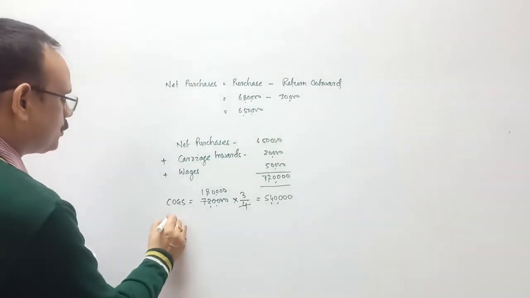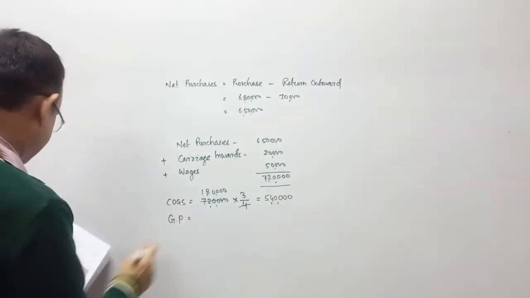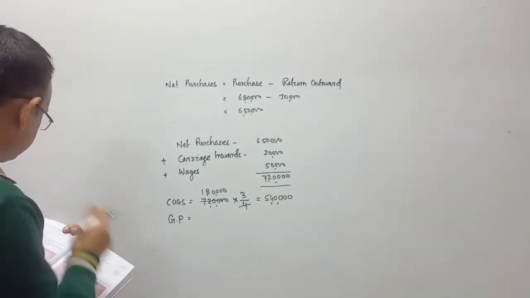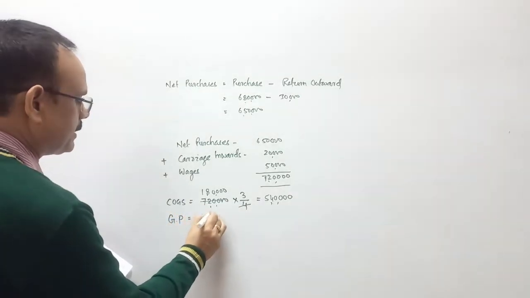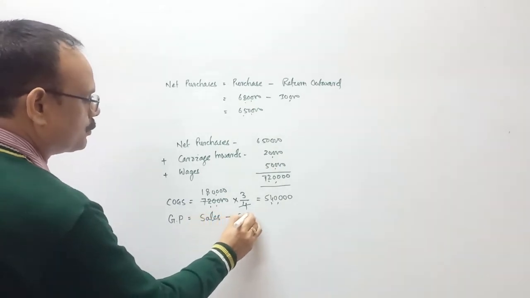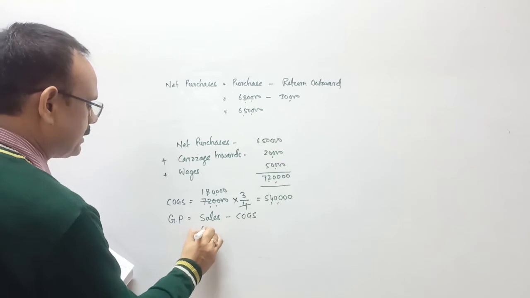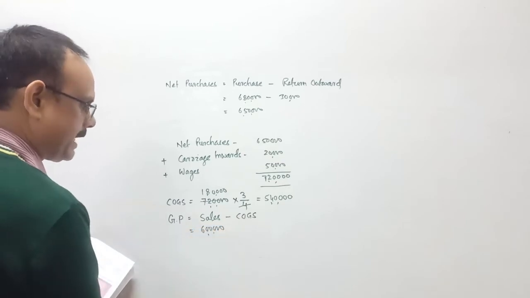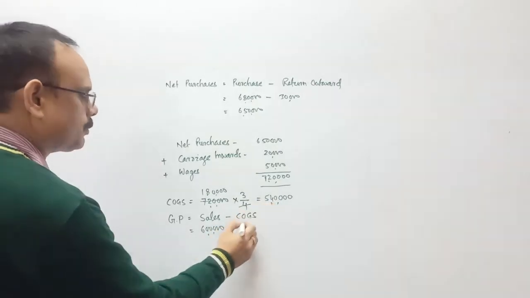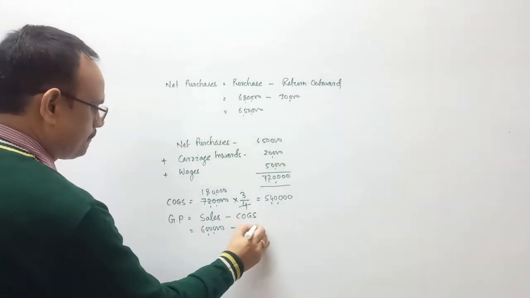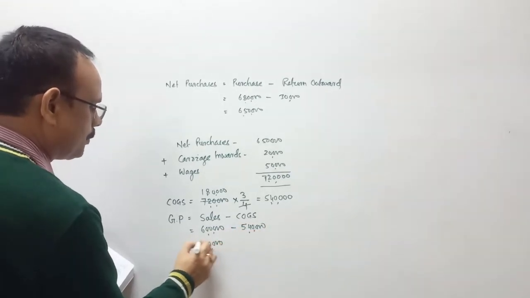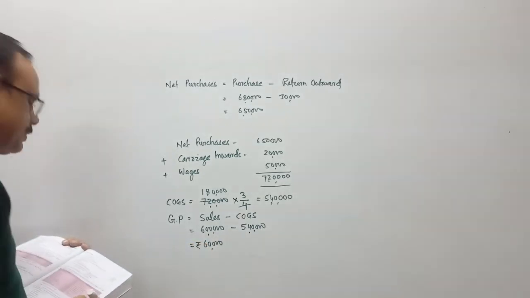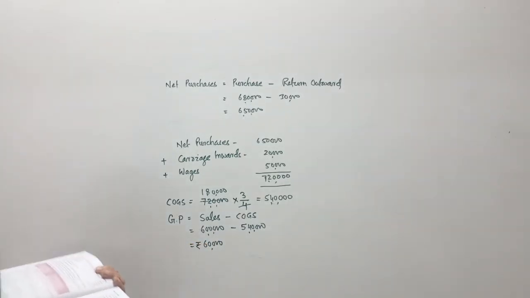So gross profit is equal to net sales minus cost of goods sold. Sales is given as 6 lakhs, since 3/4 of the goods are sold for rupees 6 lakhs. Cost of goods sold is 5,40,000. It means gross profit is 60,000. Okay, another short question.